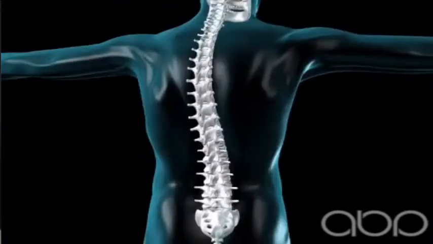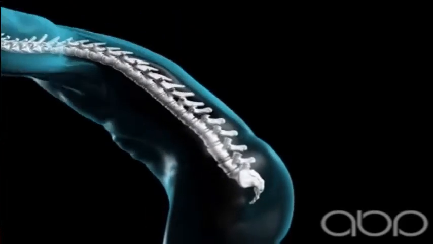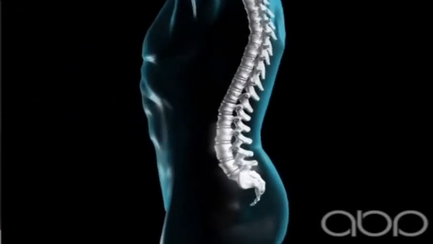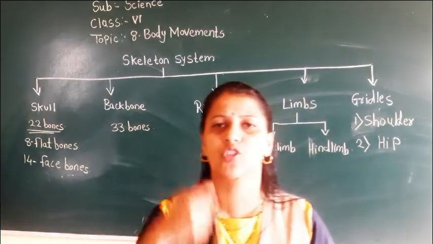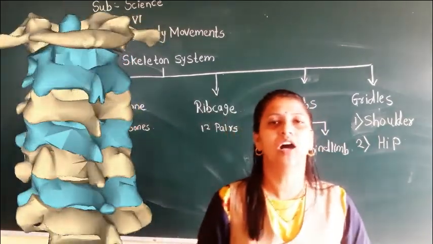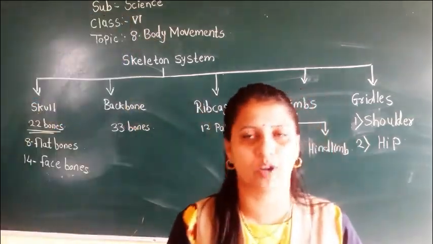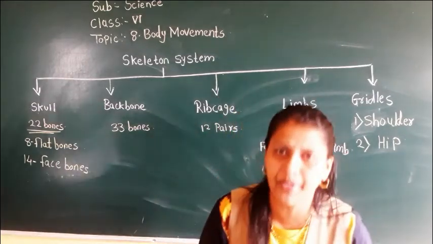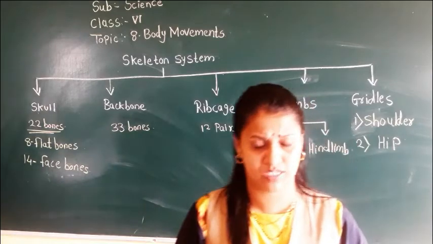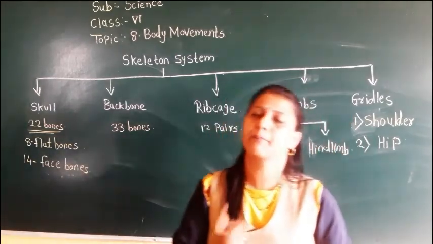They are called vertebrae. And these bones are joined together to form a strong column that is called the vertebral column. The small bones are joined together to form the vertebral column, which protects the spinal cord and helps us to move forward and backward.